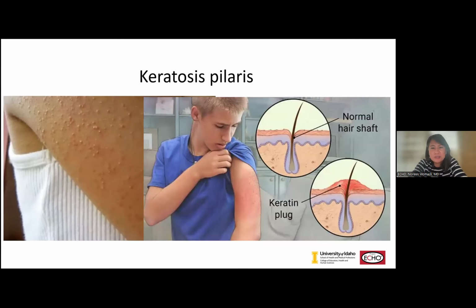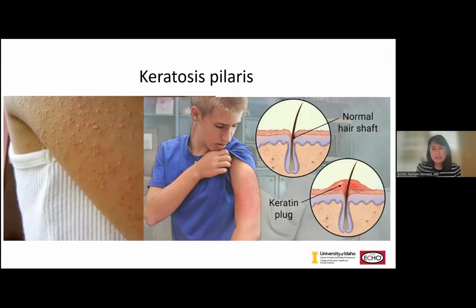Last skin condition, keratosis pilaris, very common in preteens and teens. This is caused by skin buildup in the hair follicle. And so the treatment is all over the counter, anything to help exfoliate. So any of your lotions or washes that can contain acid, like salicylic acid, or using a loofah.